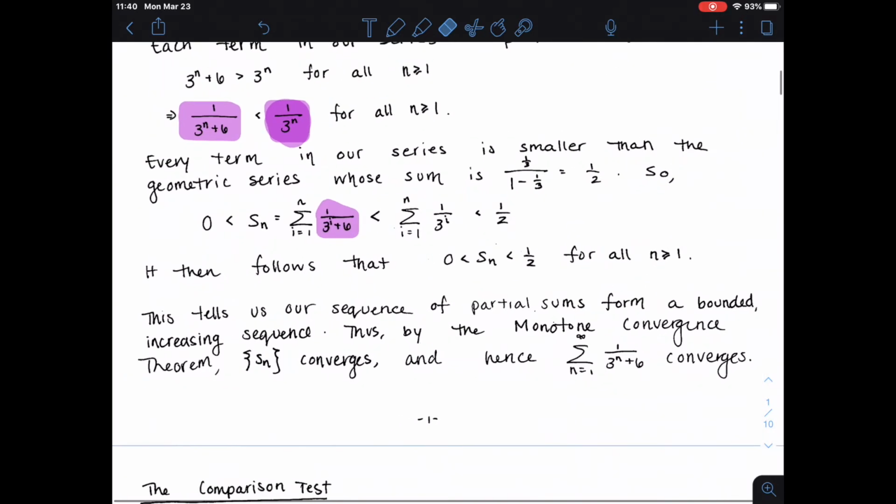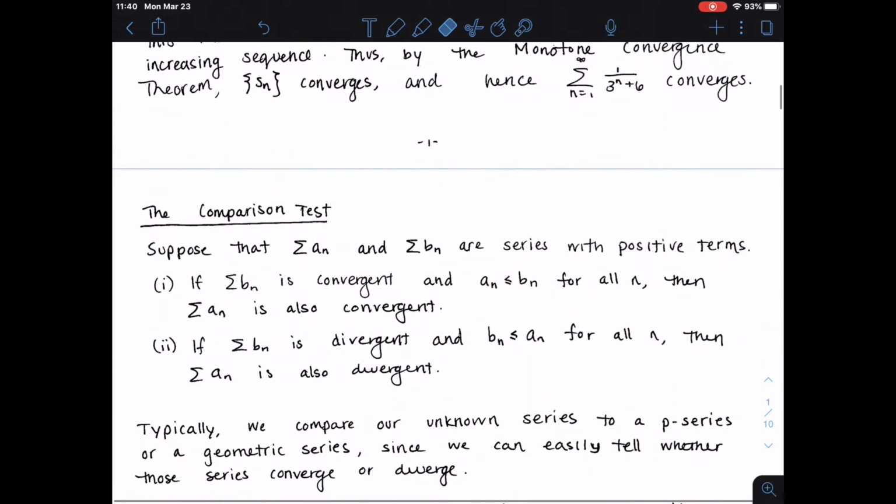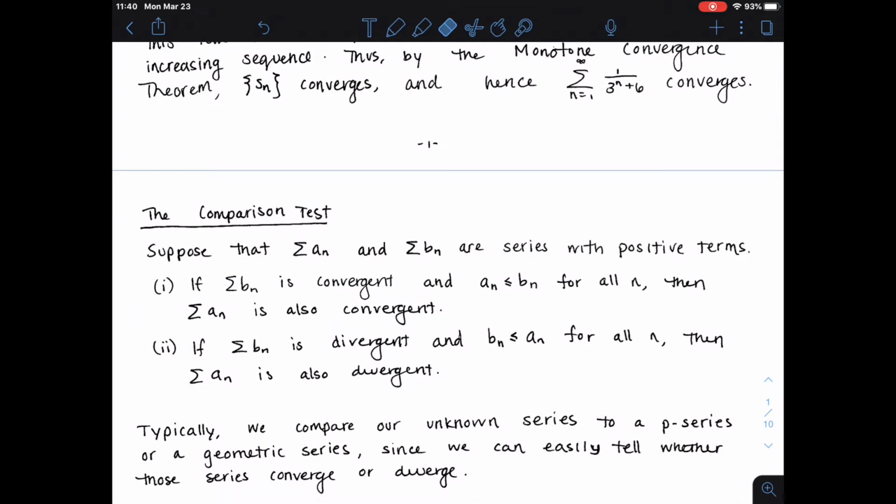So this idea is really just the comparison test. You're going to have two series. So we have one series, a_n, which has general term a_n, another one which has general term b_n. They have to have positive terms, so you need that criteria to happen. So what the first part tells us, if we know b_n is convergent, and you're able to make this inequality that a_n is less than b_n.